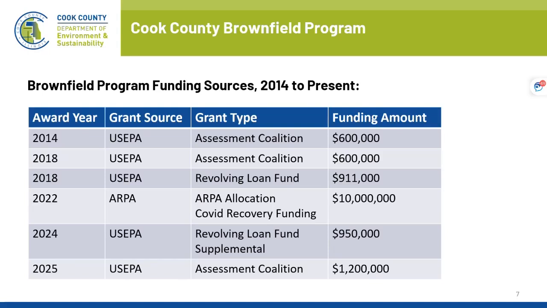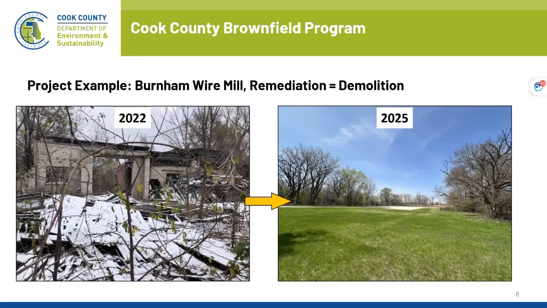So we hustle pretty hard to get this program funded and keep it funded so we can keep providing these services to the county. Here's some examples of different brownfield projects that we've worked on. This is a former wire mill in Burnham. That was, I would say, 50% collapsed when we first became aware of the property. And in this case, the remediation really was demolition, clearing the site, planting new grass, just making the site a lot safer and potentially usable in the future for the municipality. So I think we can all agree it looks a lot better there in 2025.